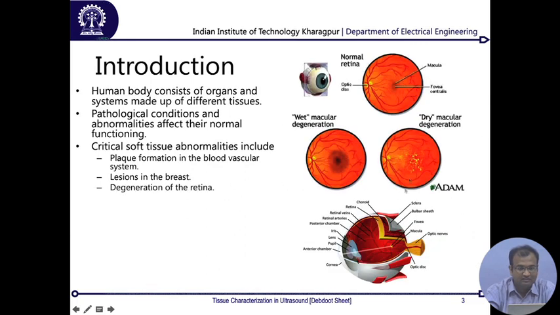The other one is the retina. Since we have already done our class on retinal image analysis, you are pretty well aware of what that means, but these are also organs where you have a lot of problems with soft tissues, and you need some modality of handling soft tissue abnormalities very carefully.